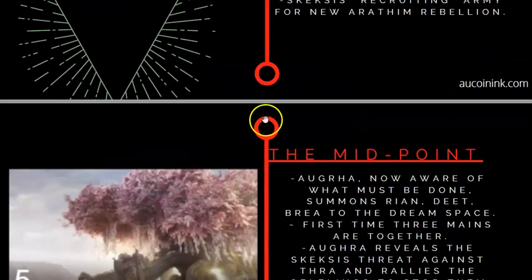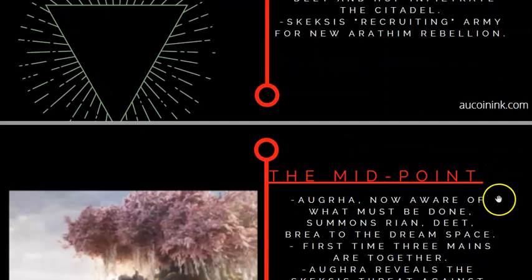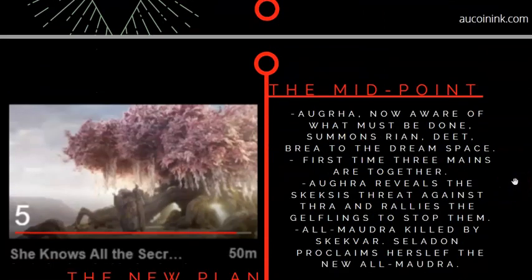Now here we are at the midpoint. The midpoint of any script or any story is always a change of direction. New things happen, new things are revealed. So the midpoint of this entire season would be in episode 5, where Aughra now knows everything that needs to be done, and she summons Rian, Deet, Bria, and some of the other Gelflings to the dream space through dream fasting. They're all dream fasting at the same time.